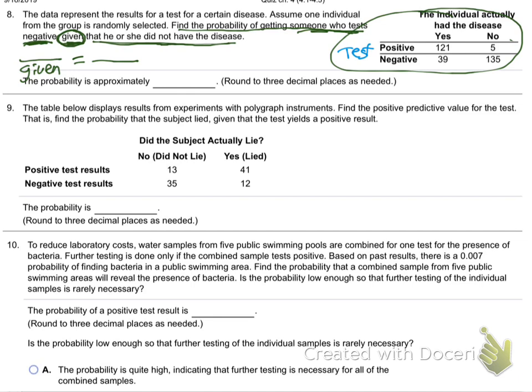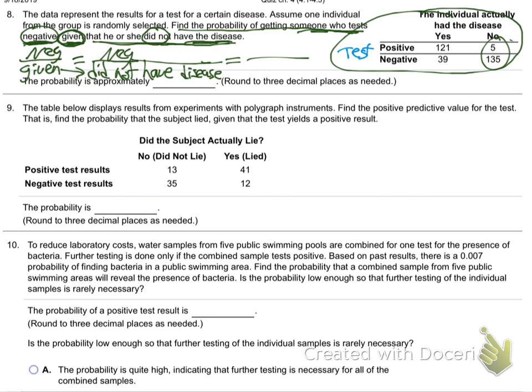They're telling us he or she did not have the disease. They're saying, hey, by the way, I picked somebody out of the group, and they did not have the disease. What's the chance that they also tested negative? That's what they're asking. So the chance of tested negative given did not have the disease. You notice I put the given on the bottom, because that's the group we're talking about. We're talking about somebody who did not have the disease. How many people did not have the disease? All those people.